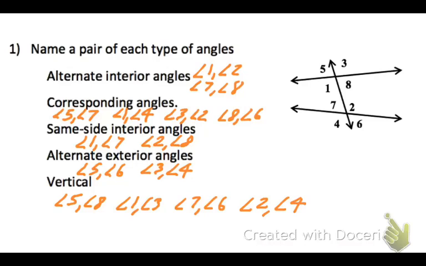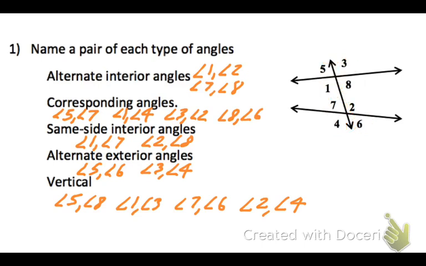This is the key to the Unit 3 study guide. So question 1, alternate interior angles. They are shown as listed. So angle 1 and angle 2, and 7 and 8. Corresponding, we have 5 and 7, 1 and 4, 3 and 2, and 8 and 6 for those.